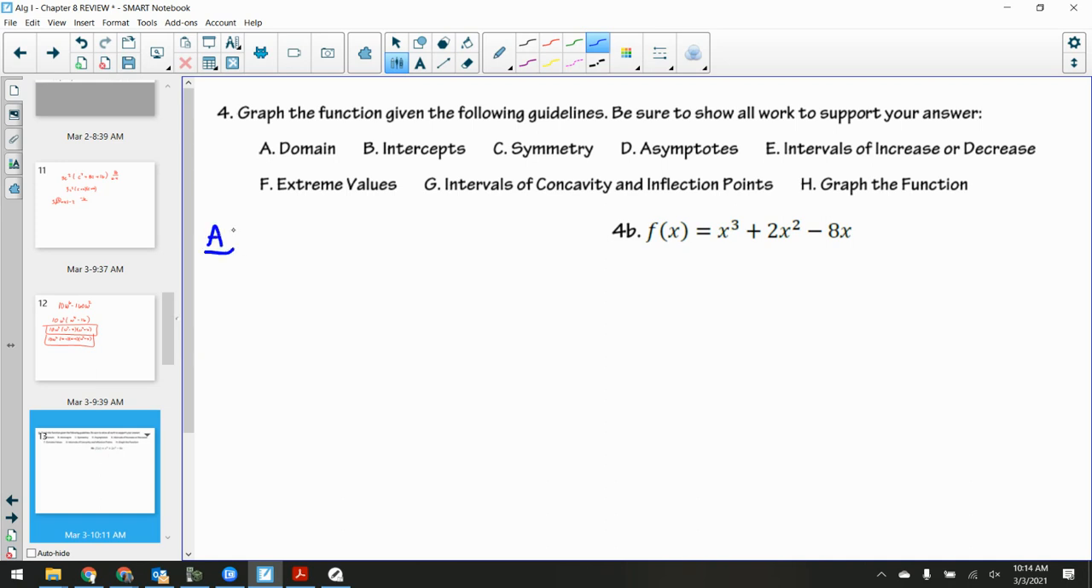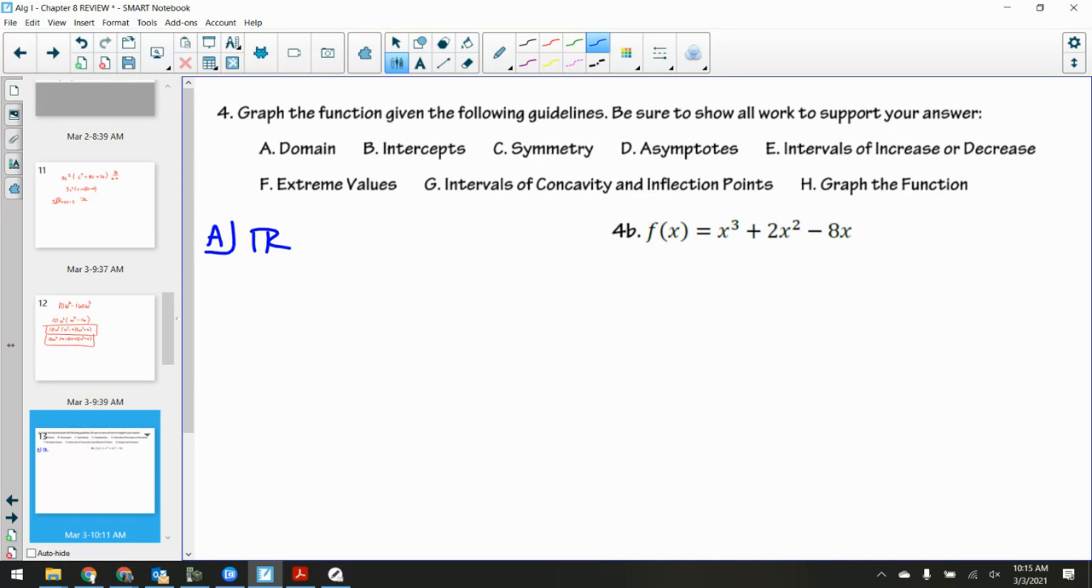Now, is there any restriction on the domain in a polynomial? No. So the domain is all real numbers. It will go on forever left and right, which makes sense because it will continue up and to the right, down and to the left.